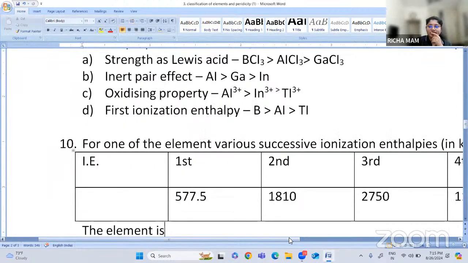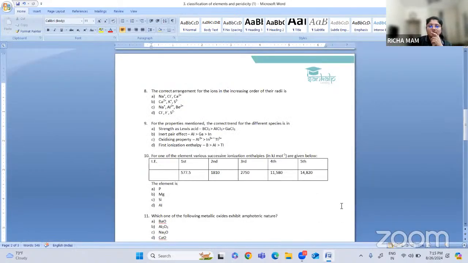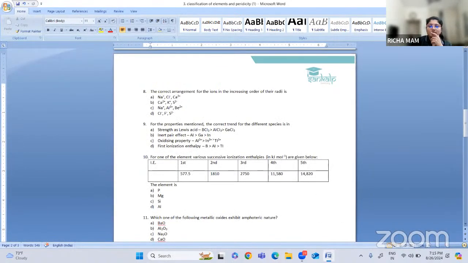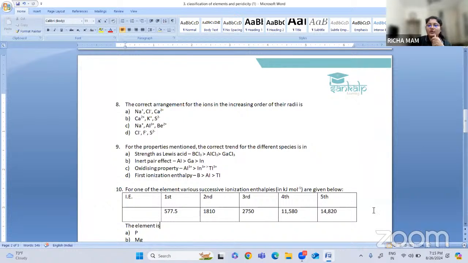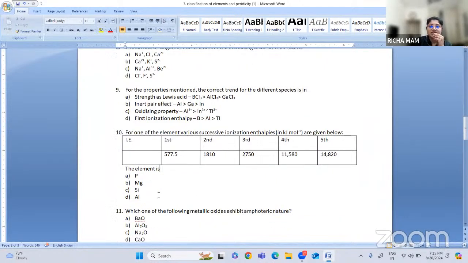Go to the 10th question. For one of the elements, various successive ionization enthalpies are given below. Which is the element?